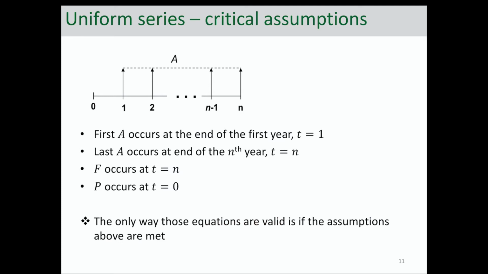So there are some critical assumptions for all of these formulas to be valid. First is A occurs at the end of the first year, so the first A has to happen at the end of the first year, and the last one also has to happen at the end of the nth year. So F occurs at Tn, and P occurs at T equals 0. That's the present worth, always at T0. So these are the critical assumptions for the formulas that we derived so far.